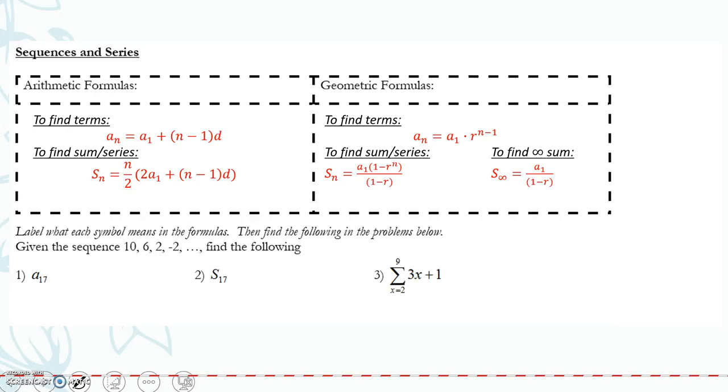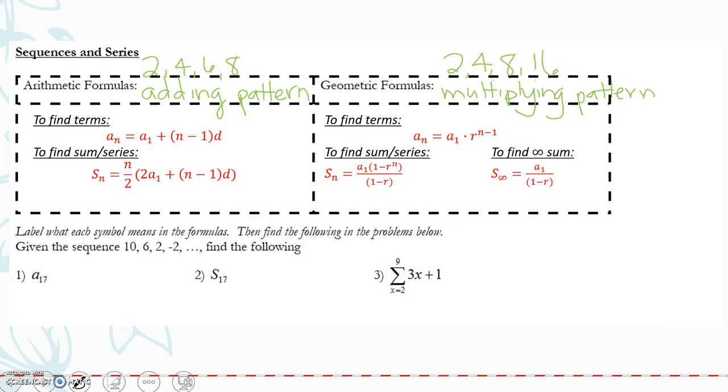For arithmetic, an arithmetic pattern is an adding pattern. That means you're adding the same thing to get to the next number. An example of an arithmetic pattern would be 2, 4, 6, 8, because I'm adding 2 each time. A geometric pattern is a multiplying pattern, which means you're multiplying to get to the next number. If I start at 2, it would be 2, 4, 8, 16, because I'm multiplying by 2 each time.